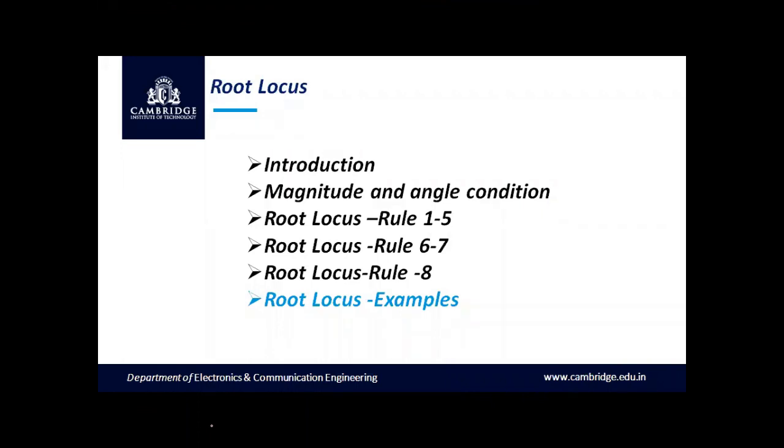In the previous class, we discussed rule number 8 for the construction of root locus, subjected to the calculation of angle of departure for a complex pole as well as angle of arrival for a complex zero. And today, we are going to solve a few example problems related to the construction of root locus, which have been taken from previous year's question papers.